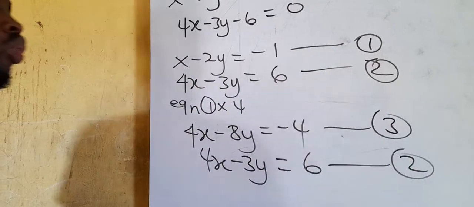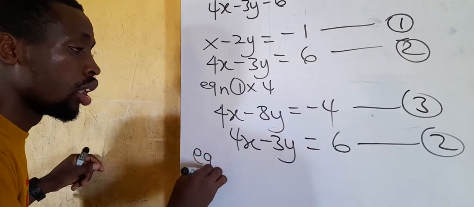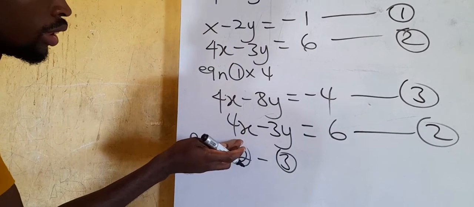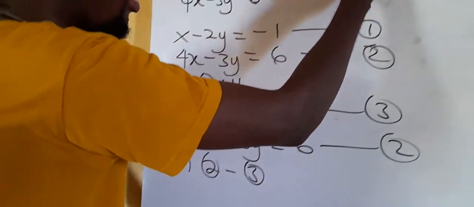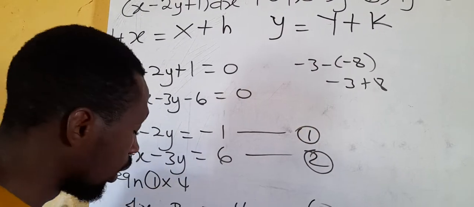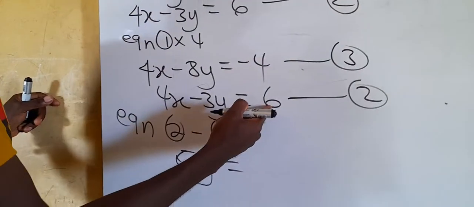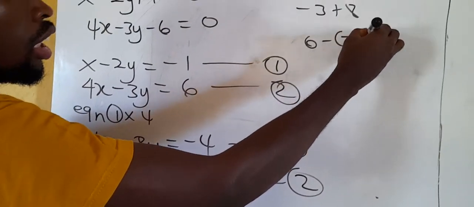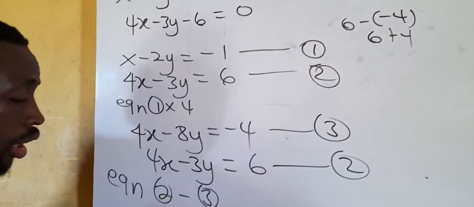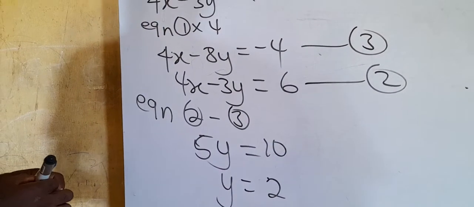Equation 2, what do I do? I'll subtract equation 3 from equation 2. That's equation 2 minus equation 3. So this from this is 0. This from this will be what? That will be negative 3 minus negative 8, which is negative 3 plus 8, which is 5y. Equal to this one too, that will be 6 minus negative 4, which is 6 plus 4, which is 10. So when we divide both sides by 5, our y will be 2.